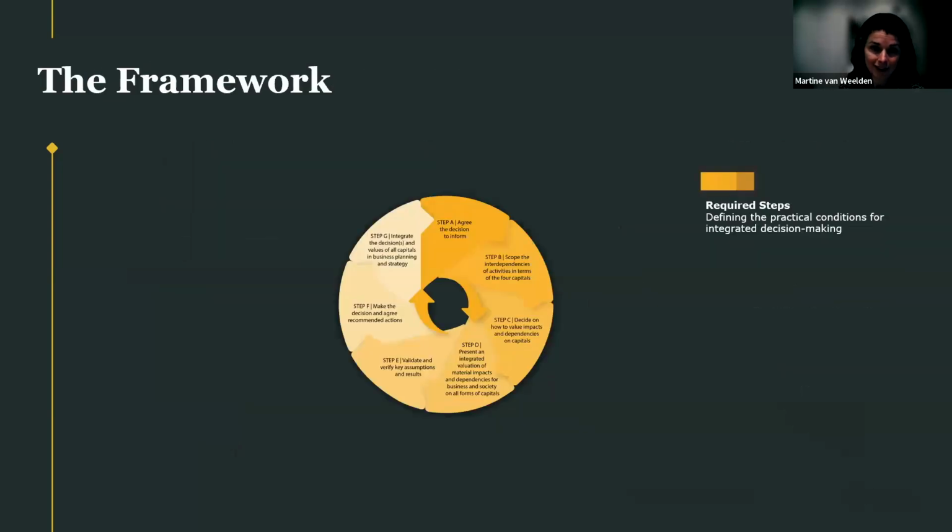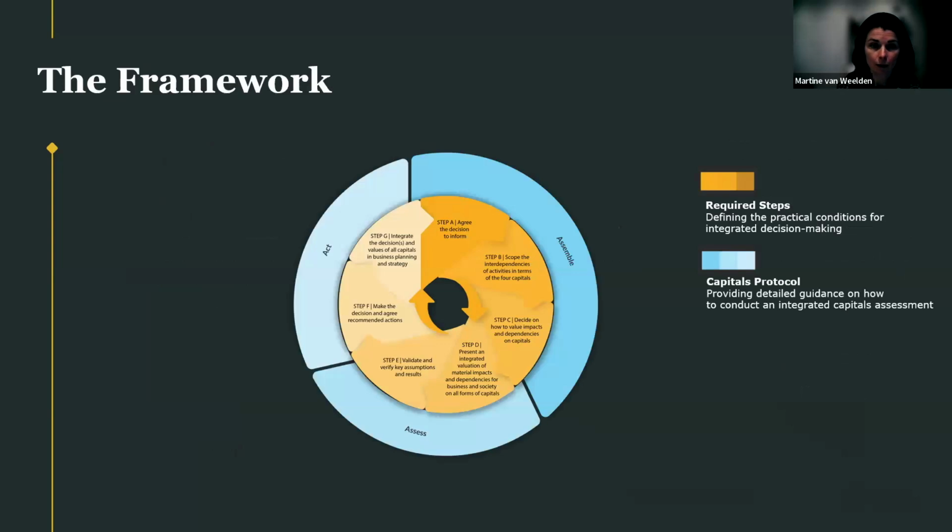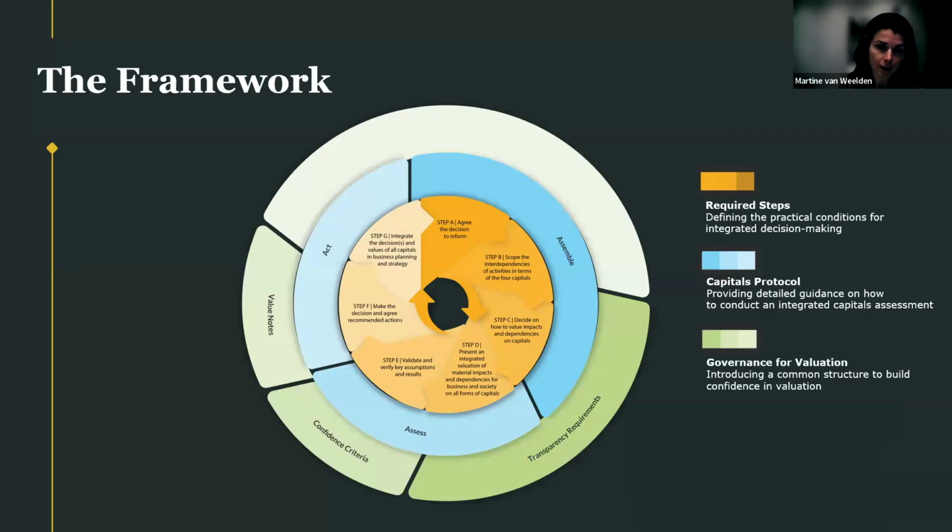The framework consists of 3 stages in blue. We used to have 4 stages, but now we look into how to assemble information, how to assess this information, and how to act upon that information. And then there are supporting steps for each of the stages to guide you in terms of what to look at and what to assess and how to do that.